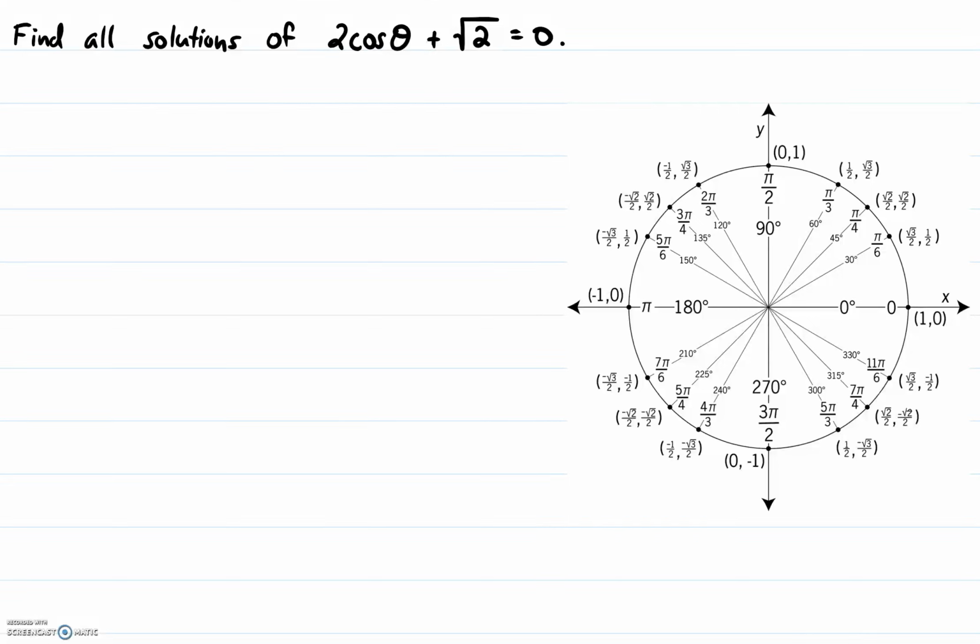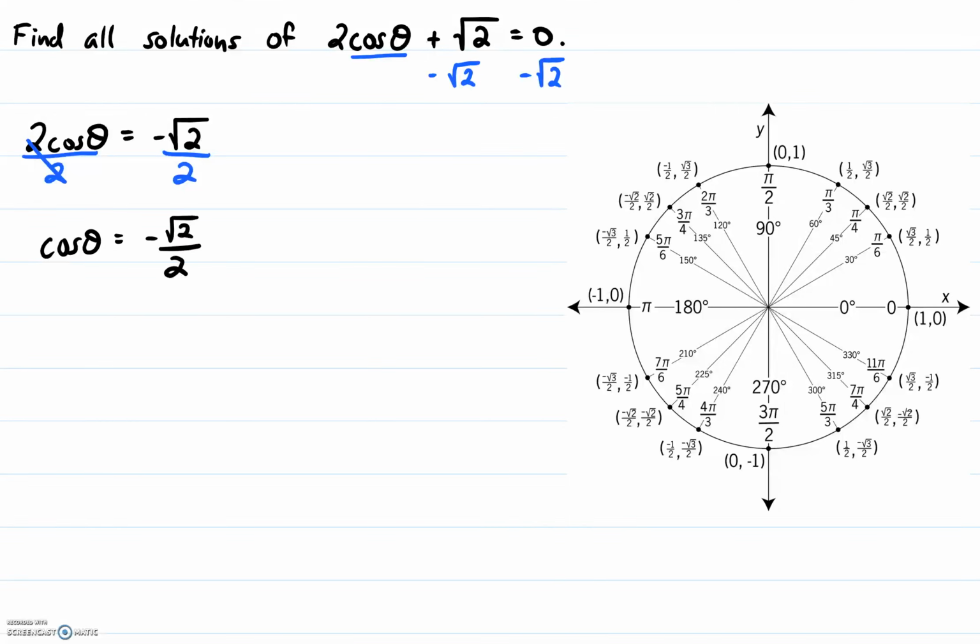What we want to do is isolate the trig term, the cosine theta, and get it by itself on one side of the equal sign, and then use the unit circle as a starting point, and then we'll talk about what to do from there. So in order to get the cosine theta by itself, the first thing we're going to do is subtract the square root of 2 from both sides. That's going to leave us with 2 cosine theta on the left-hand side, equal to the negative square root of 2. And then to get the cosine theta completely by itself, we're going to divide both sides by 2, and that's going to give us cosine theta is equal to negative square root of 2 over 2.